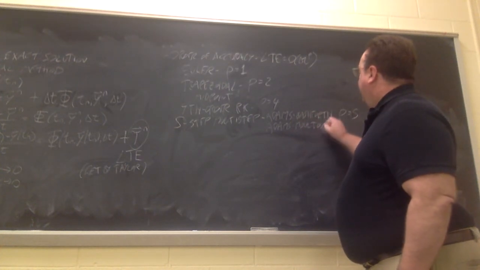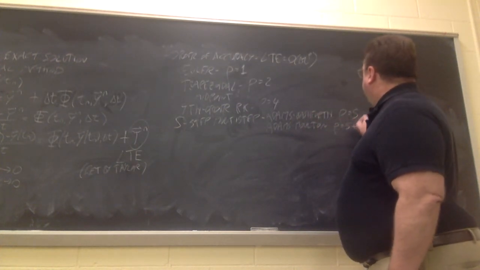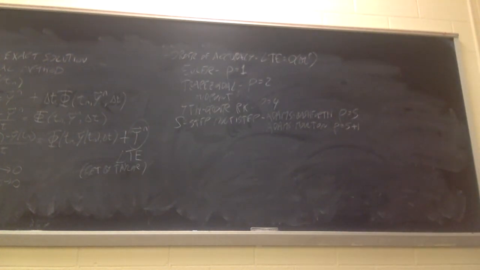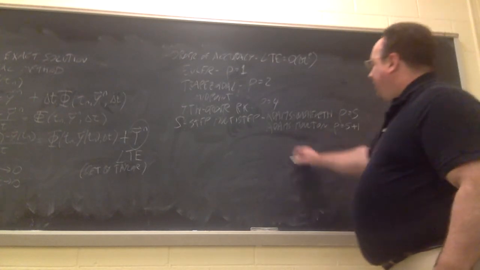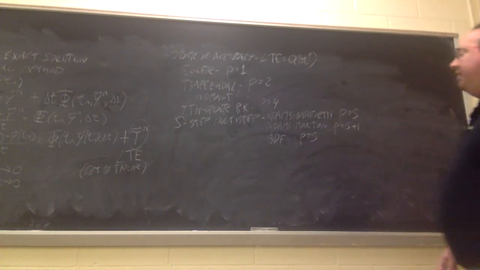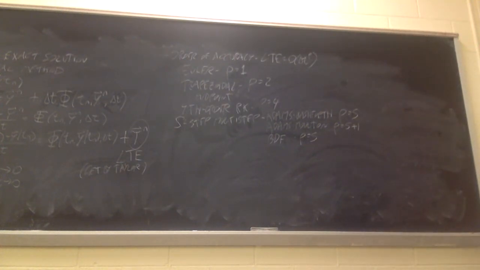An Adams-Moulton method, P is equal to S plus 1, because you have an extra stage. You're evaluating F at time T_{n+1} to make it implicit. So that extra evaluation of F gives you 1 greater degree of accuracy. And then finally, a backward differentiation formula, P is equal to S again. Okay, so that's an order of accuracy rundown of various methods I showed you.